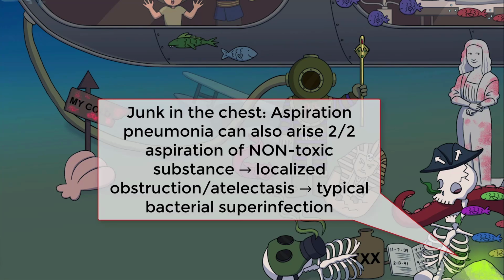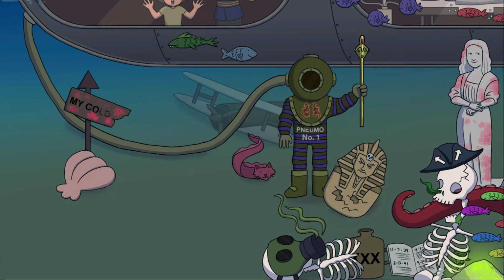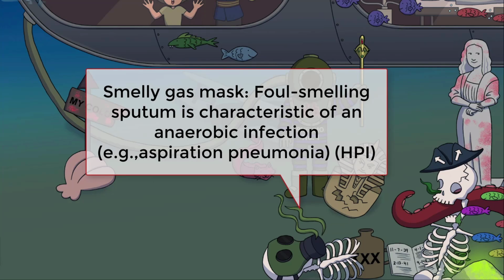In the setting of aspiration pneumonia, expect pulmonary symptoms to arise a few days after the aspiration event. This is in contrast to symptoms that arise a few hours after aspiration, which indicates chemical pneumonitis. Foul-smelling sputum is characteristic of an anaerobic infection. The patient may even report that the sputum is bad tasting.